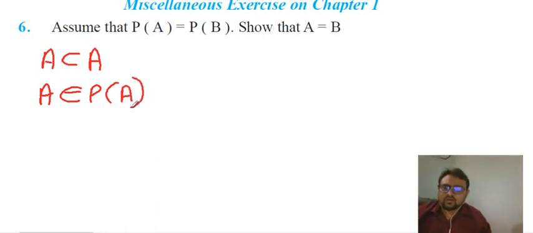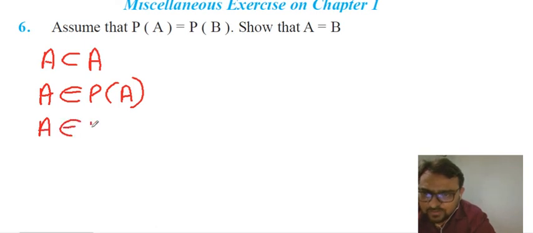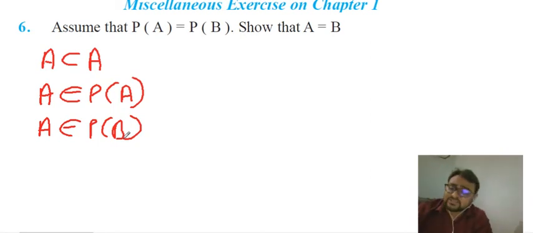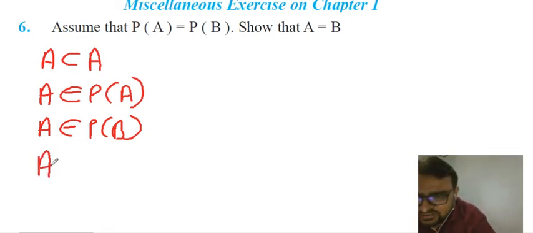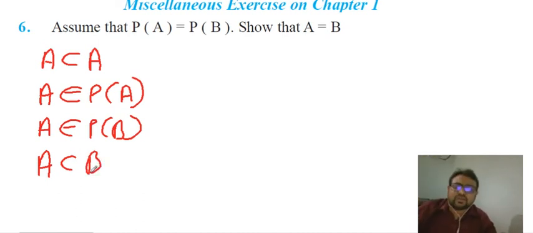Clear? Okay. Now P of A is given equal to P of B. So I can write down: A belongs to the power set of B, because the power set of A is equal to the power set of B. That means set A will be a subset of B. Then only it will be included in the power set of B. Okay, so name this as 1.